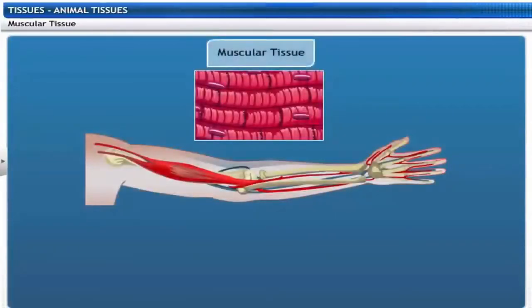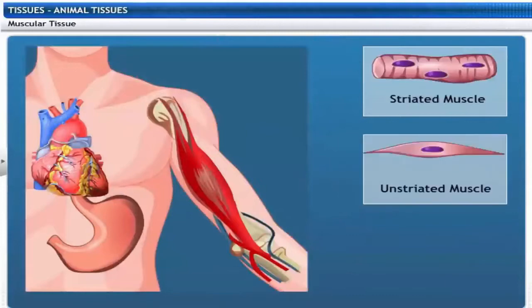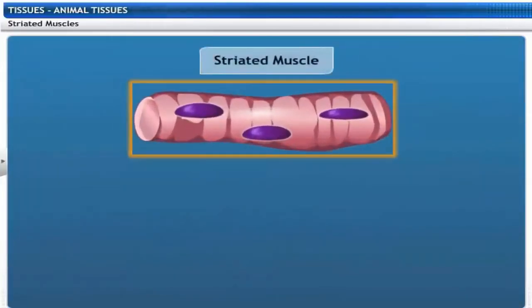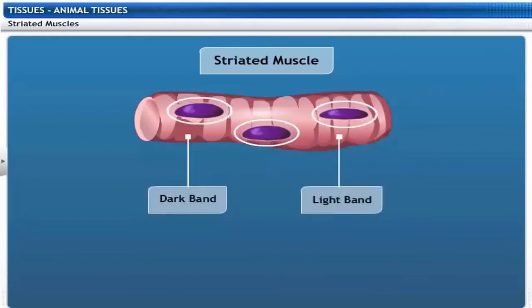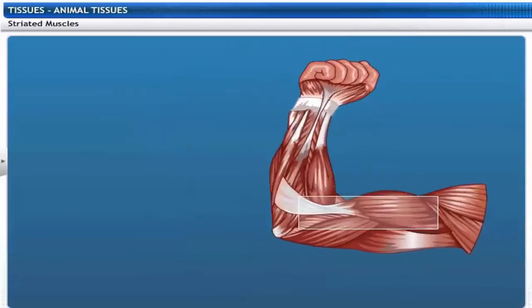Striated muscles are cylindrical, unbranched and multinucleated. Each muscle fiber has dark bands alternating with light bands called striations. These muscles help us move our limbs and lift weights at will. So, striated muscles are called voluntary muscles. They are found in our limbs, body walls, face, neck, etc.